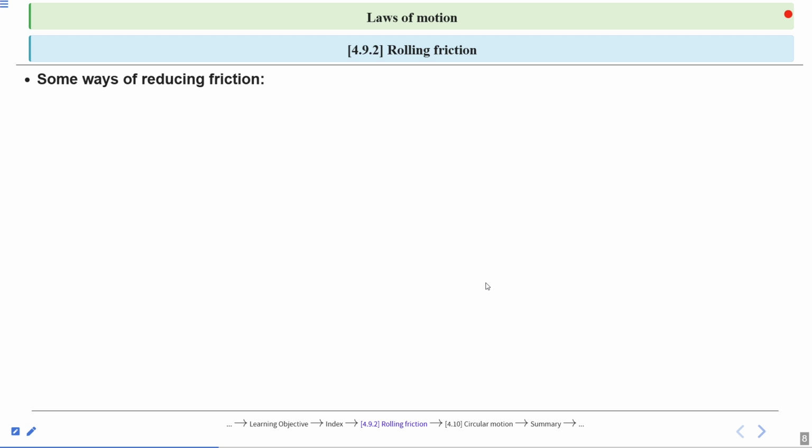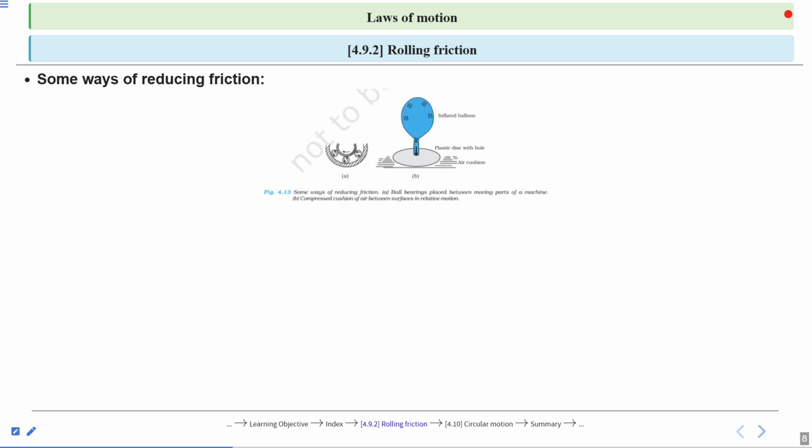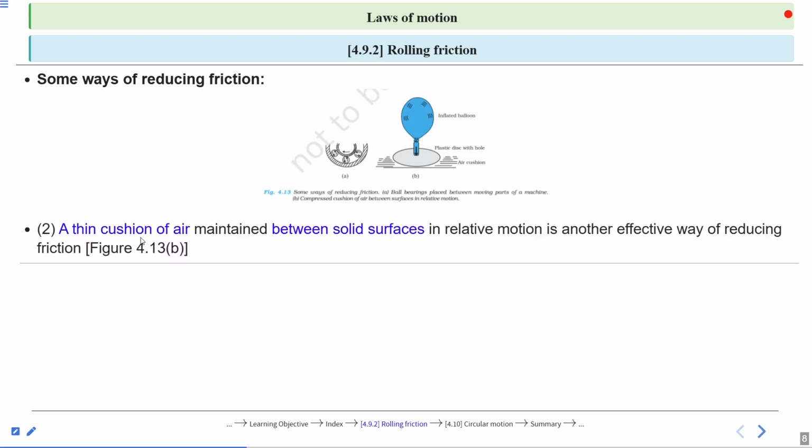Next, the second way of reducing friction. A thin cushion of air maintained between solid surfaces in relative motion is another effective way of reducing friction. Figure 4.13b. Here is a compressed cushion of air between surfaces in relative motion: first a plastic disc with a hole, then air, then the surface.